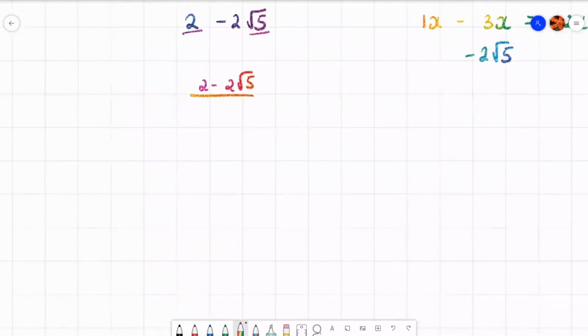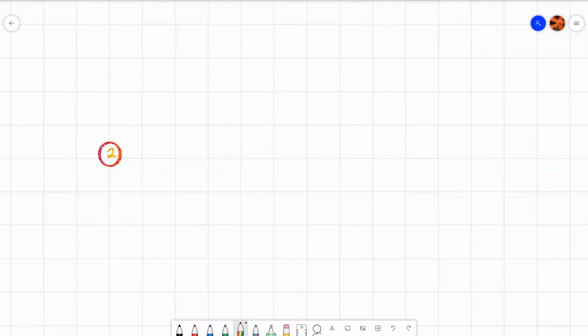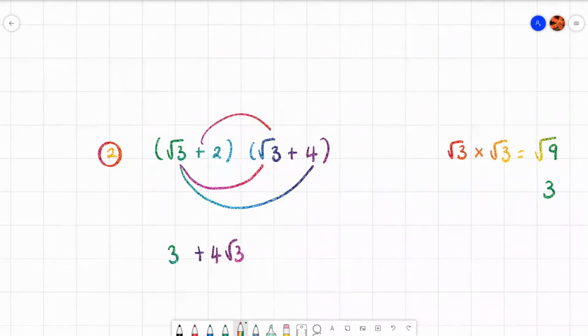Okay, another example. Square root of 3 plus 2 times square root of 3 plus 4. Okay, we've got square root of 3 times square root of 3. Square root of 9. However, I know the square root of 9 is 3. Square root of 3, or root 3 times 4, is plus 4 root 3. Plus 2 times root 3 is plus 2 root 3. And then 2 times 4 is 8.